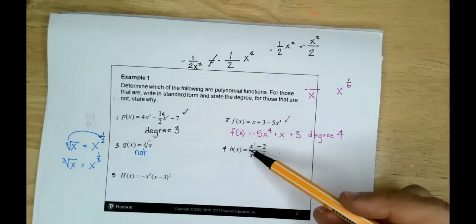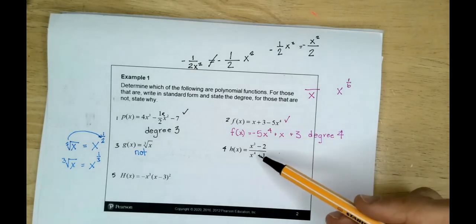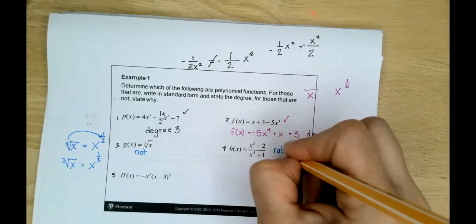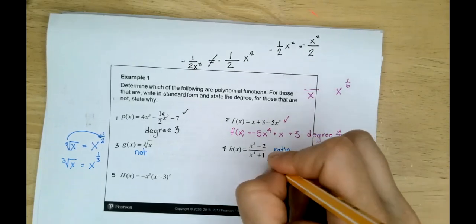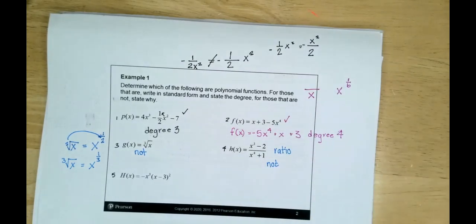Number 4, h of x equals x to the third minus 2 divided by x to the fourth plus 1. Again, this is a ratio. A ratio of polynomials is not a polynomial function. Good. Our last one, we have h of x is equal to negative x to the third multiplied by the quantity x minus 3 squared.